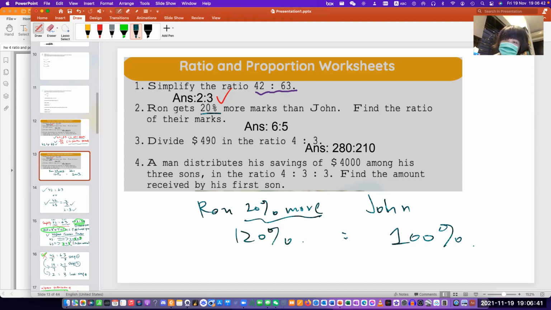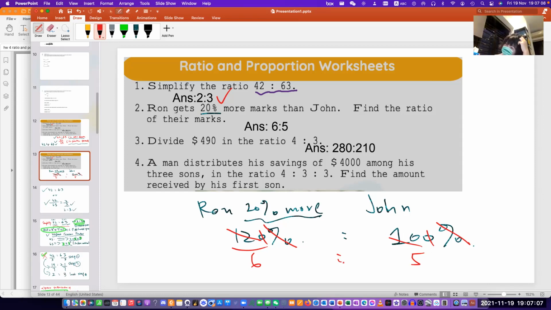So once you get this step 1, what you can do is simplify. So you have your percentage, just delete them, divide by 10. I'm using your primary 6 knowledge to do this question. And then of course you divide by 2, you get 6, you divide by 2, you get 5. So you end up with 6 to 5. So this is primary 6 knowledge.